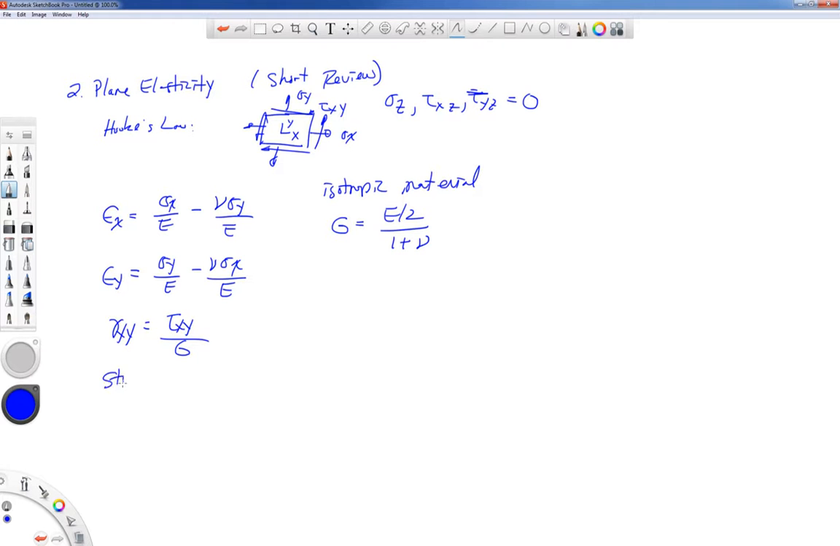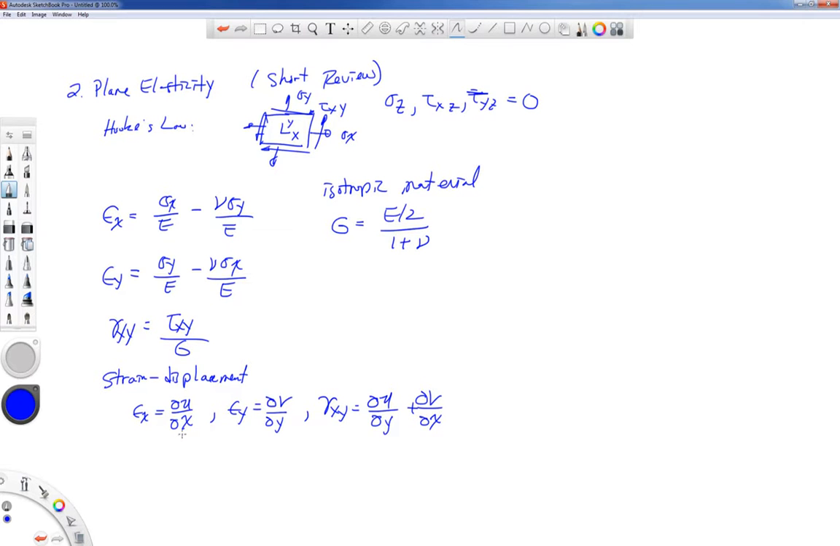We have strain displacement equations. If we know the displacement fields, then we can find that epsilon x is the partial derivative of u with respect to x. Epsilon y is the partial derivative of v with respect to y. And gamma xy is equal to the partial derivative of u with respect to y plus the partial derivative of v with respect to x. I'm not deriving those. I derive those in the class in elasticity, but I'll refer you to an elasticity book if you need.